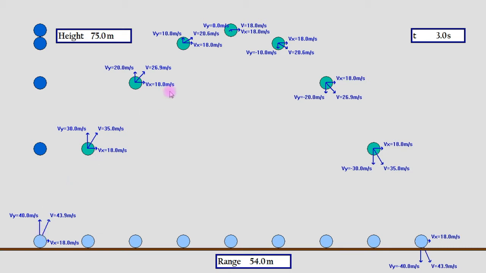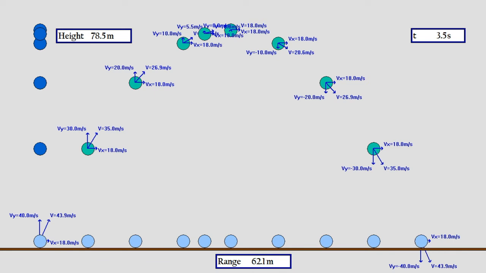Now, the next thing on the list, folks, is we're going to go horizontally. It is actually achieved at the 3rd second a range of 54 meters. That's just 18 times 3. Now, let's proceed to the 4th second.